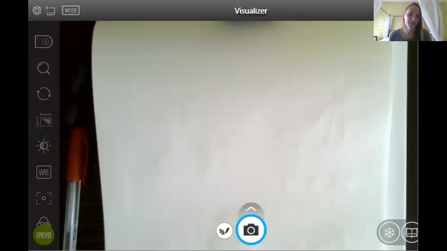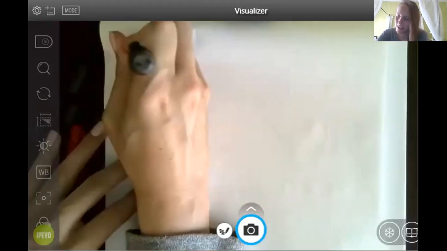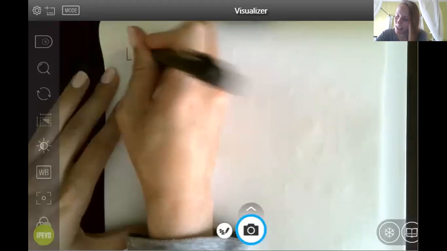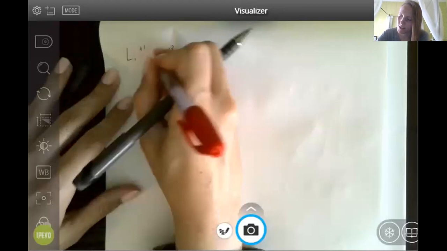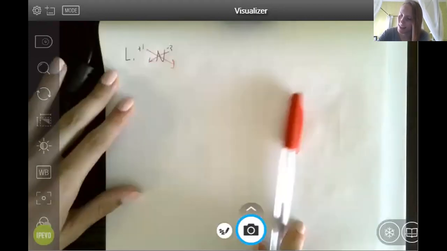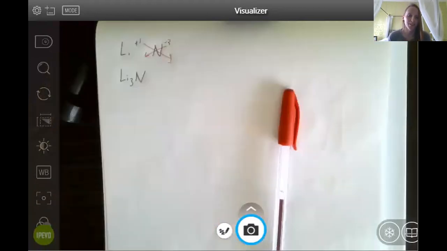Okay, so for this first question, it says I have a 0.39 molar solution of lithium nitride. What is the concentration of ions? So my first step is going to be to write out the formula for lithium nitride. Lithium has a charge of +1, nitrogen has a charge of -3, and then we cross over our charges to get Li3N. That's what lithium nitride looks like.